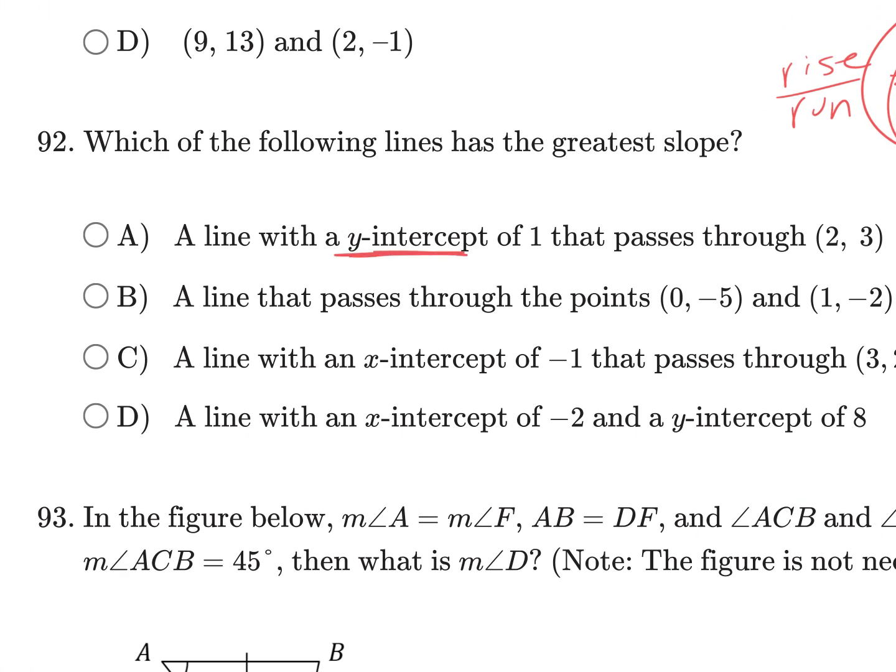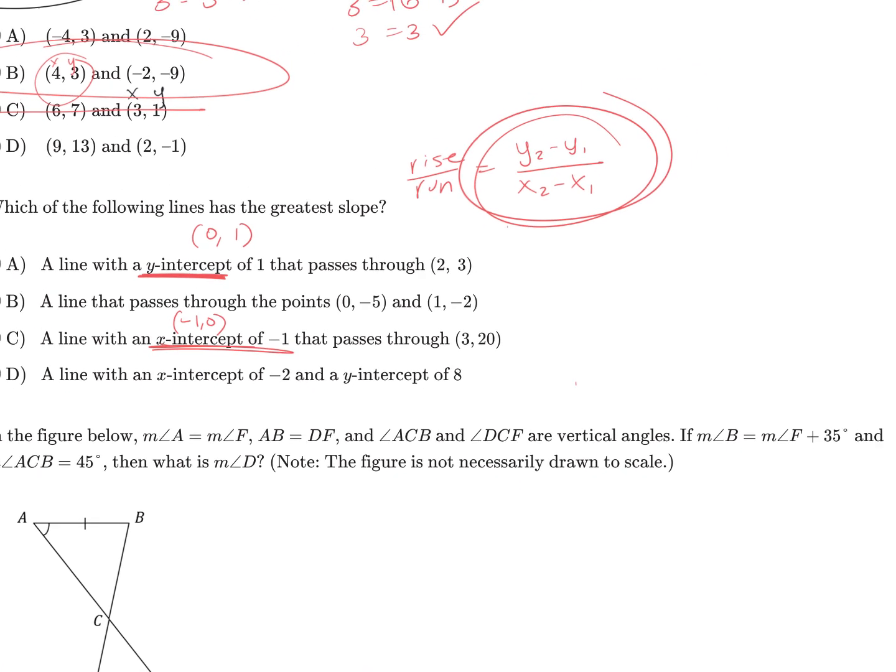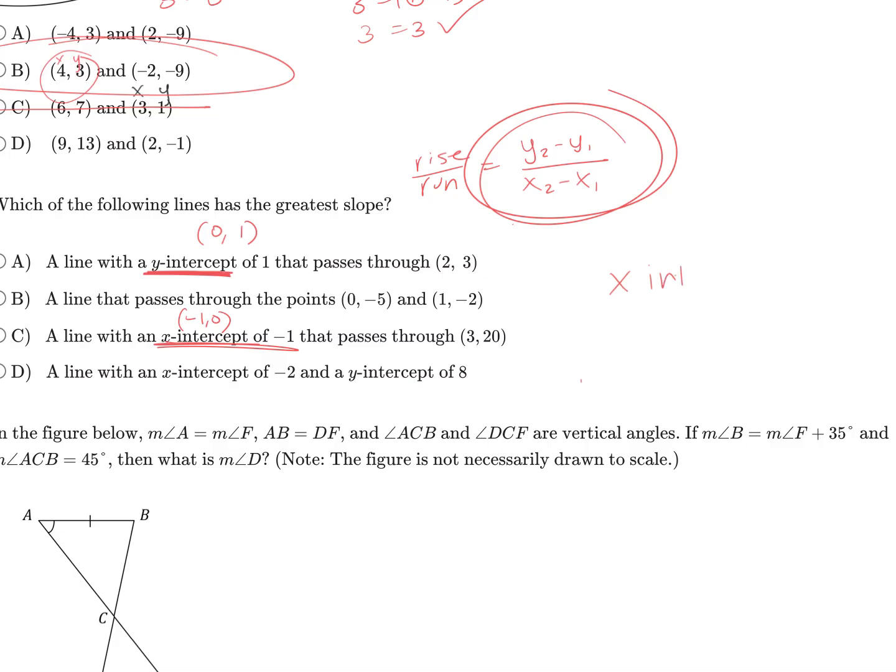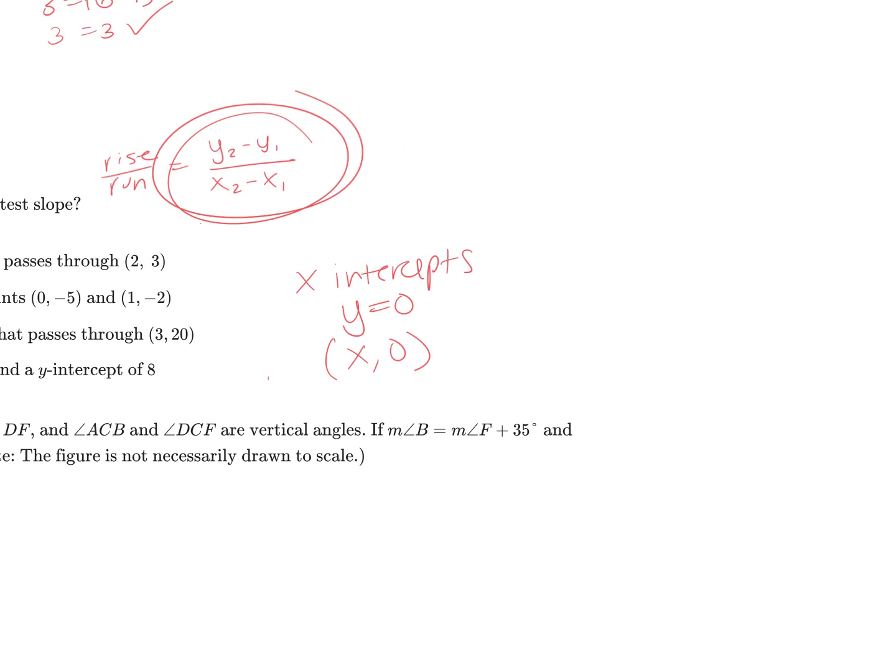You just have to know that for a y-intercept, x is 0, and y is the intercept. For an x-intercept, you make y equal to 0. So something to keep in mind for x-intercepts, you always make y equal to 0. So it'll be like x comma 0. For y-intercepts, you always make x equal to 0. So 0 comma y.